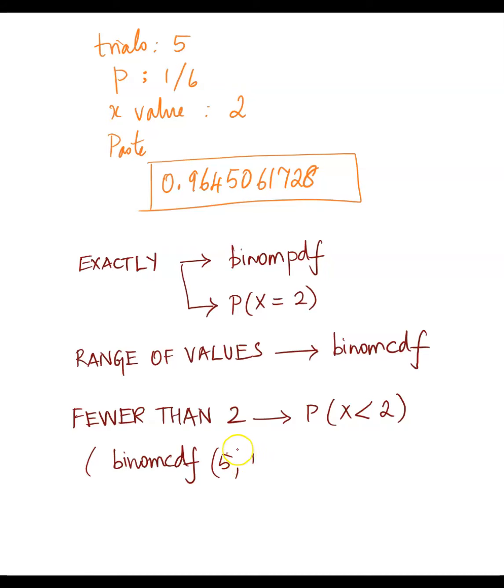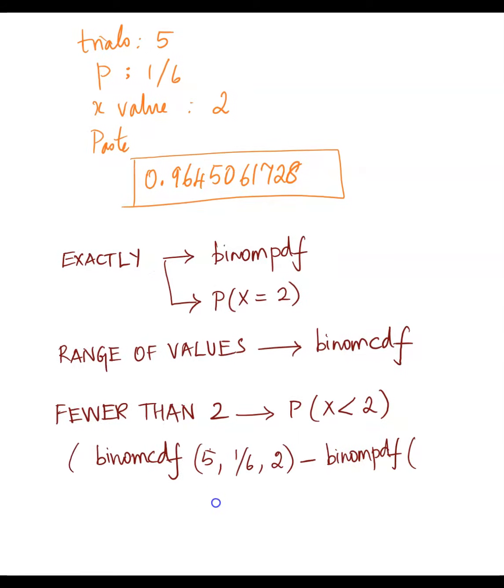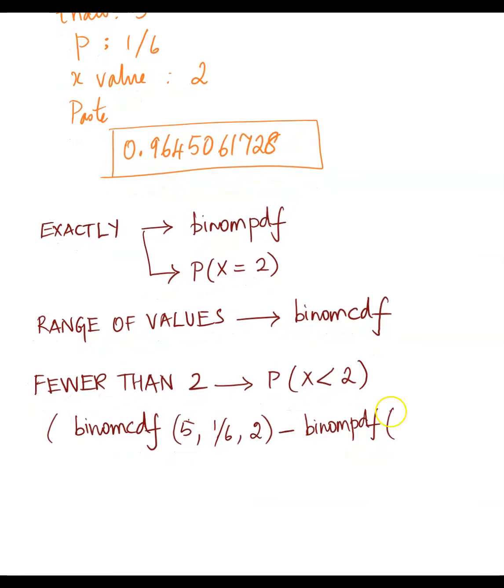So the trials is 5, p is 1 over 6, and the x value is 2. Okay, that minus Binomial Pdf, because Pdf gives you the exact value. So what this does is 5.